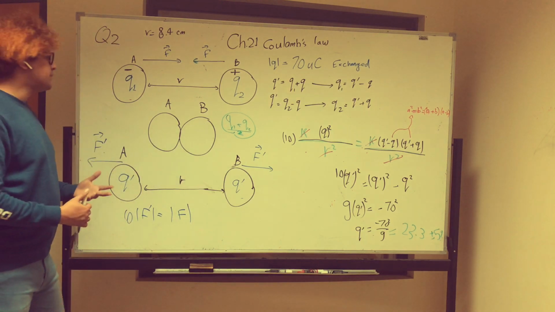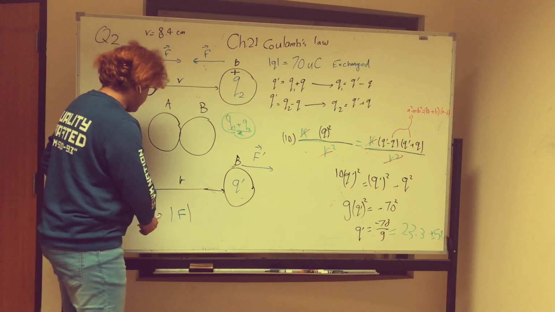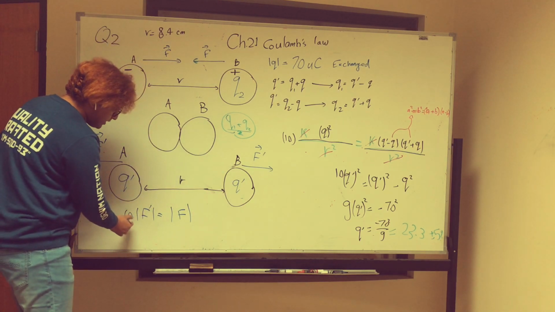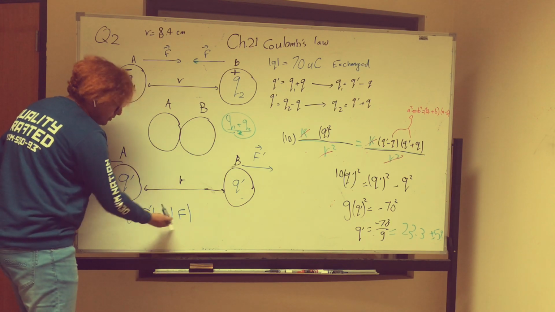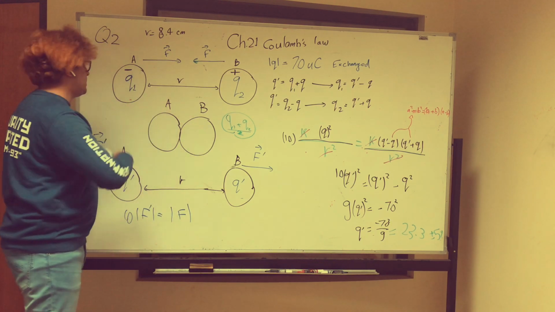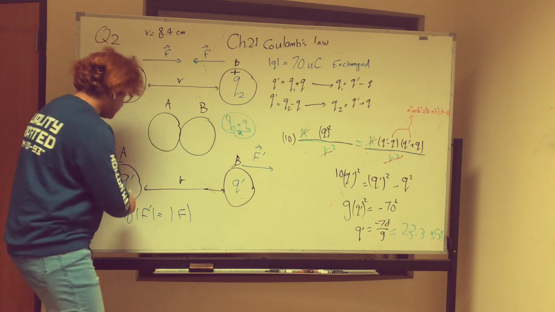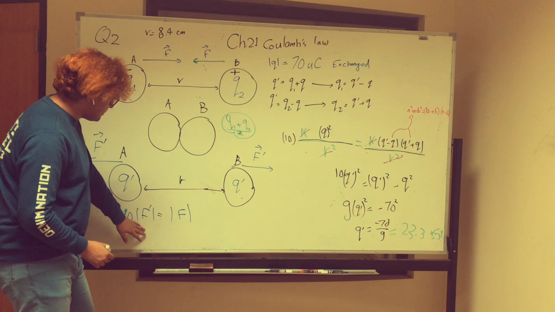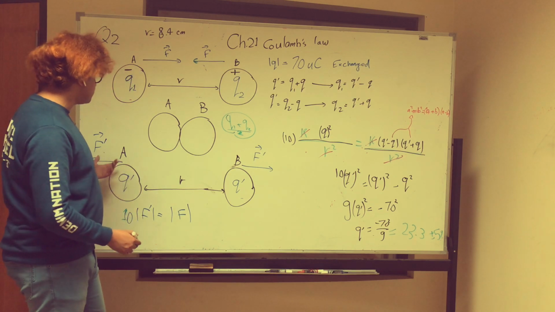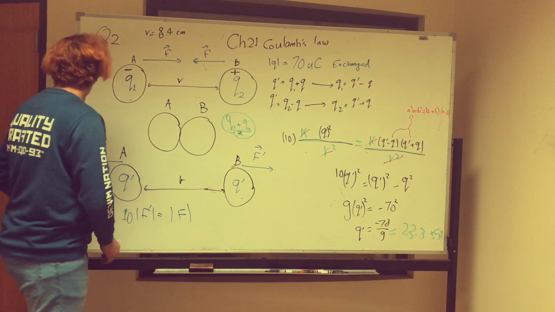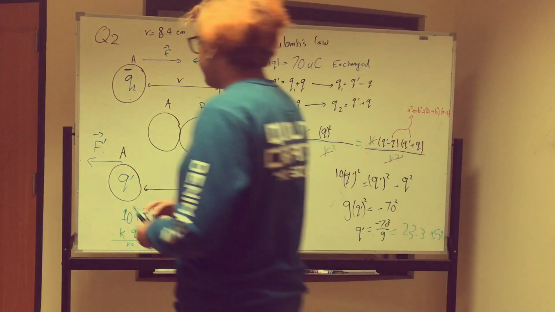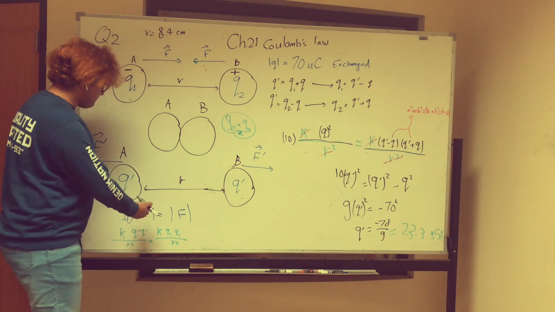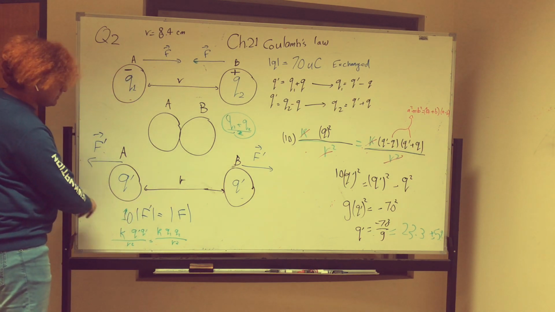The only difference that we have at this point is that the repulsion force is 10 times weaker than the original attractive force. So our equation becomes 10 times F prime, where F prime is the new repulsive force. Alright, so our equation becomes something like this.